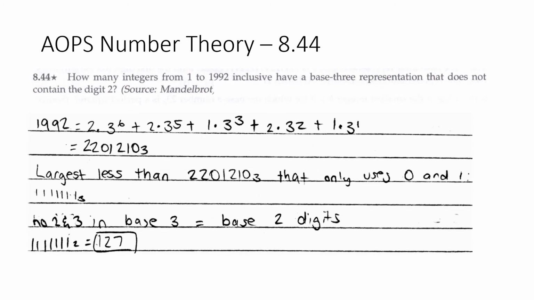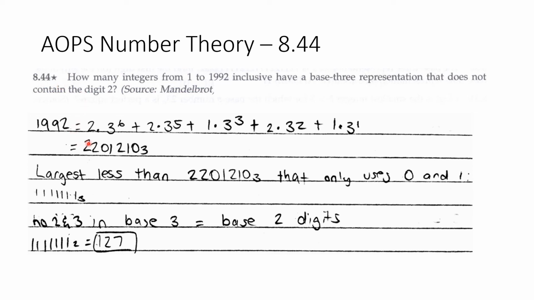AOPS number 3. How many integers from 1 to 1992 inclusive have a base 3 representation that does not contain the digit 2?